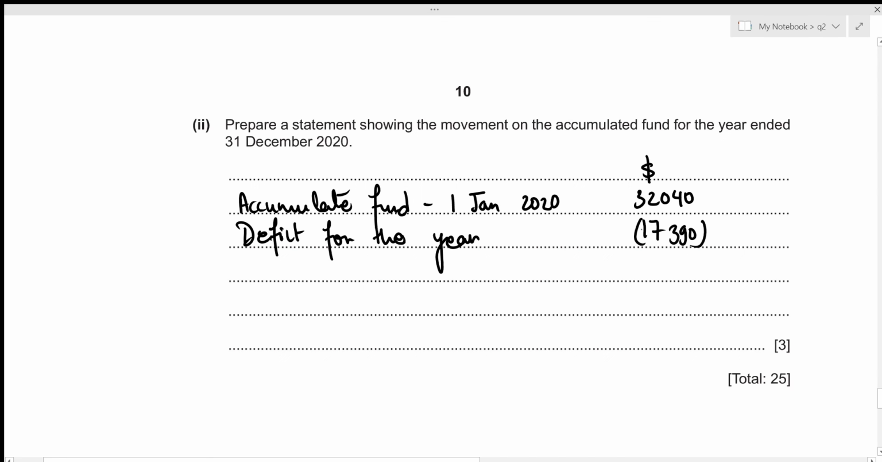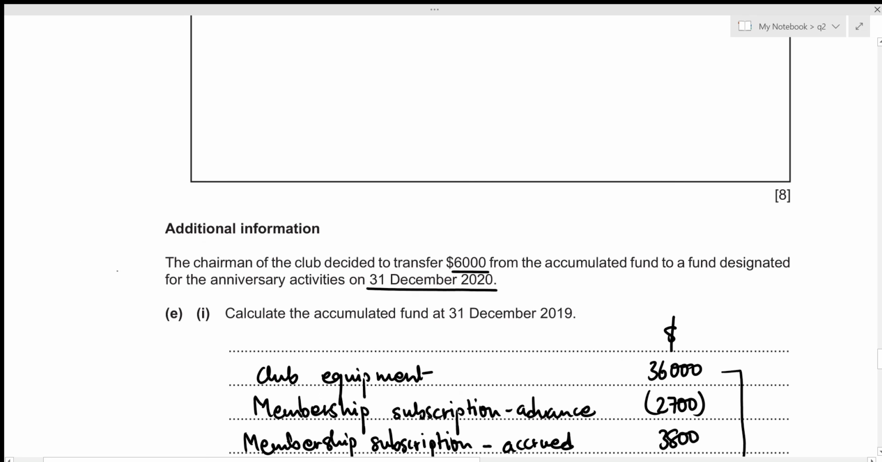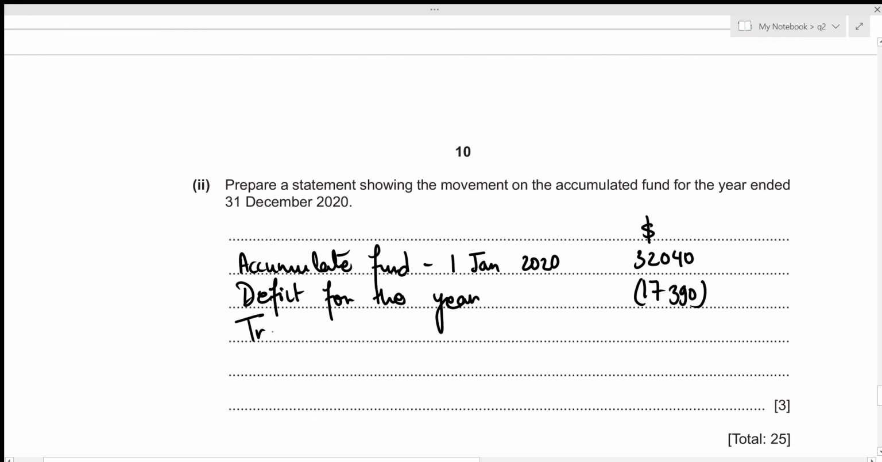Okay, and the second thing is that we need to transfer the life membership fund. All right, let's have a look at the above information. Okay, right here we're told that the chairman of the club decided to transfer 6,000 from the accumulated fund to a fund designated for the anniversary activities, which means that this will reduce our accumulated fund. So we just have to subtract 6,000, and this can be recorded under the heading of transfer to our anniversary fund, which amounts to 6,000.